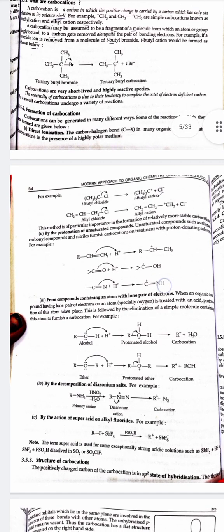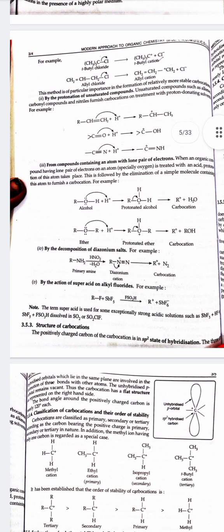Second, by the protonation of unsaturated compounds. Unsaturated compounds such as alkenes, carbonyl compounds and nitriles furnish carbocations on treatment with proton donating solvents. Examples are shown from compounds containing an atom with a lone pair of electrons. When an organic compound having a lone pair of electrons on an atom is treated with an acid, protonation of this atom takes place. This is followed by the elimination of a simple molecule containing this atom to furnish a carbocation. By the decomposition of diazonium salts we can also make them, like primary amine to diazonium cation.